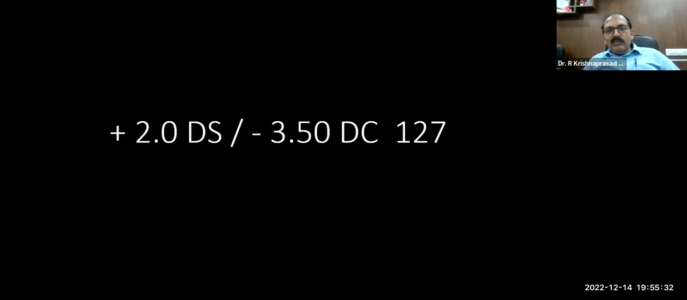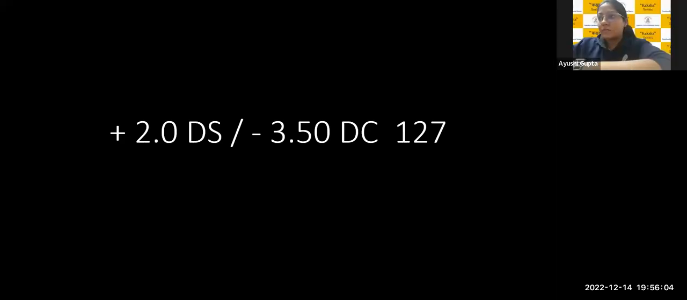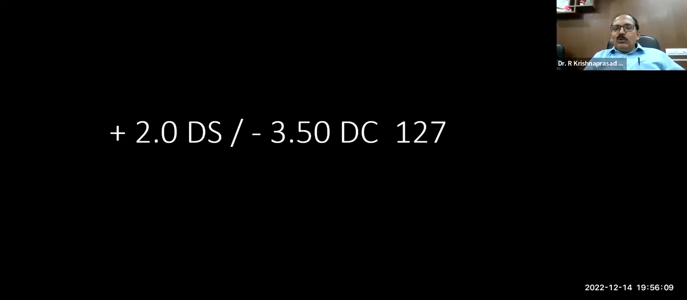Yes. Okay, so this is the value. And let us say this is a mixed astigmatism, you all agree, and it's an oblique astigmatism. So if I ask you to transpose this, let us say plus 2 and minus 3.5, it becomes minus 1.5 plus 3.5 cylinder. And what is the axis? What is the axis? 37. So you took around 10 seconds to do this.